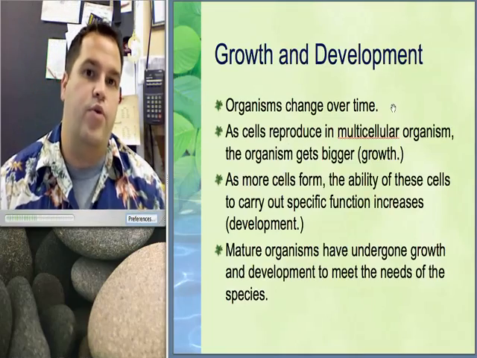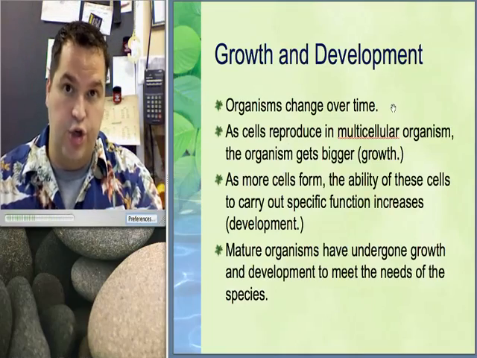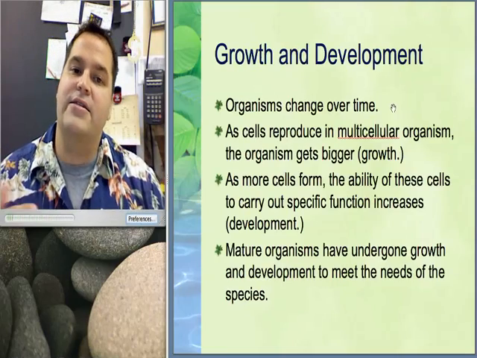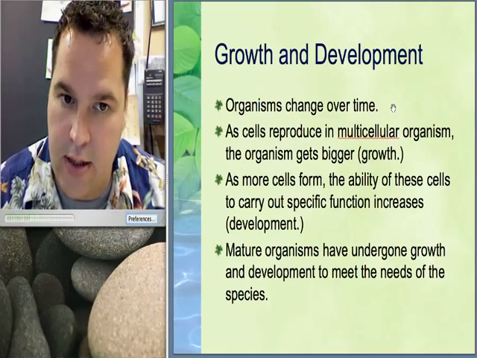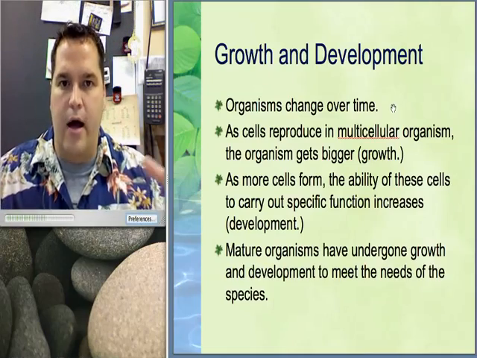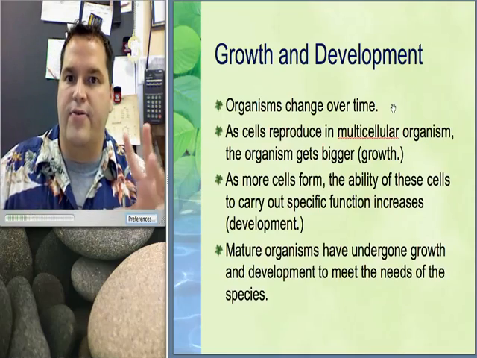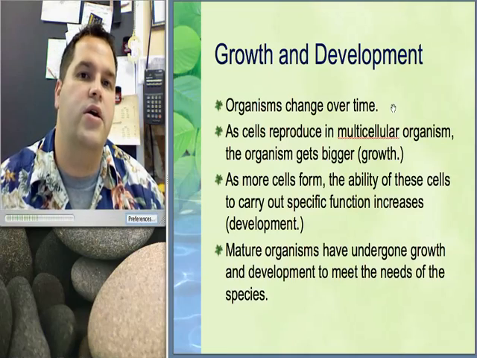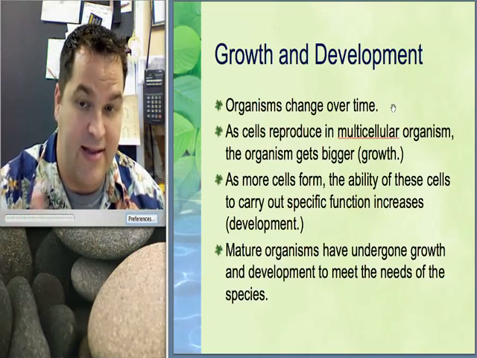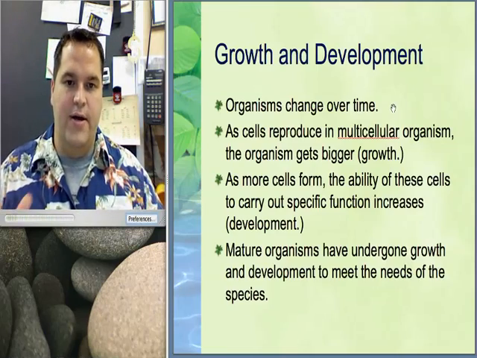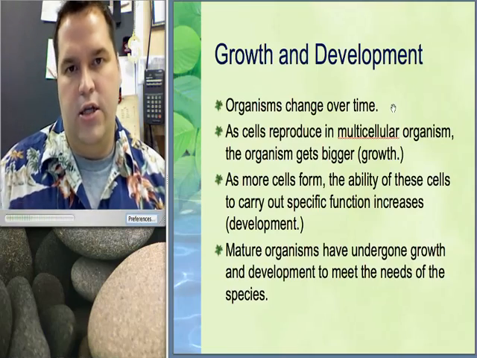Okay? Now, the last characteristic of life is growth and development. Organisms change over time. We know that. We know that because if we look at you and we look at a picture of you from kindergarten, there's some drastic differences. As cells reproduce in multicellular organisms, the organism tends to get bigger. When we talk about growth, we're really talking about size and complexity. But as more cells form, the ability of these cells to carry out specific functions increases, and that's development. Development is the ability of an organism to get more specific into what it can do.